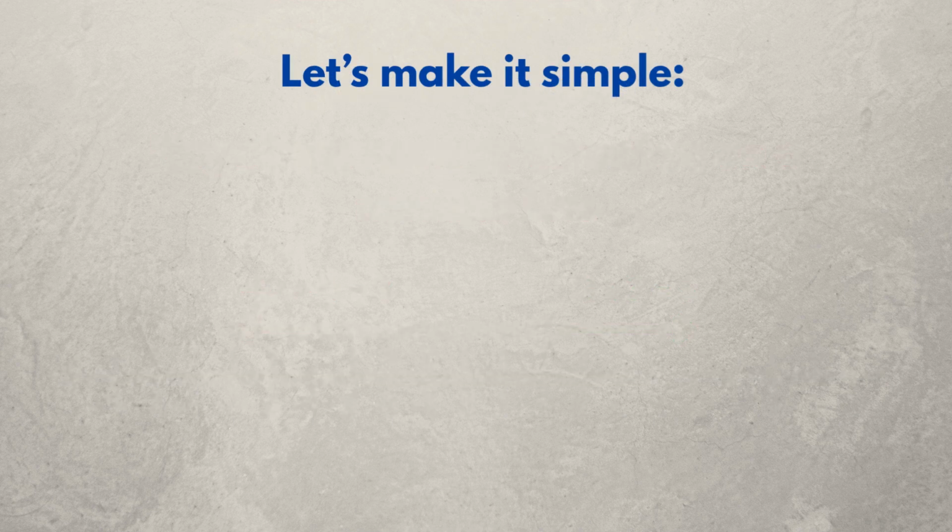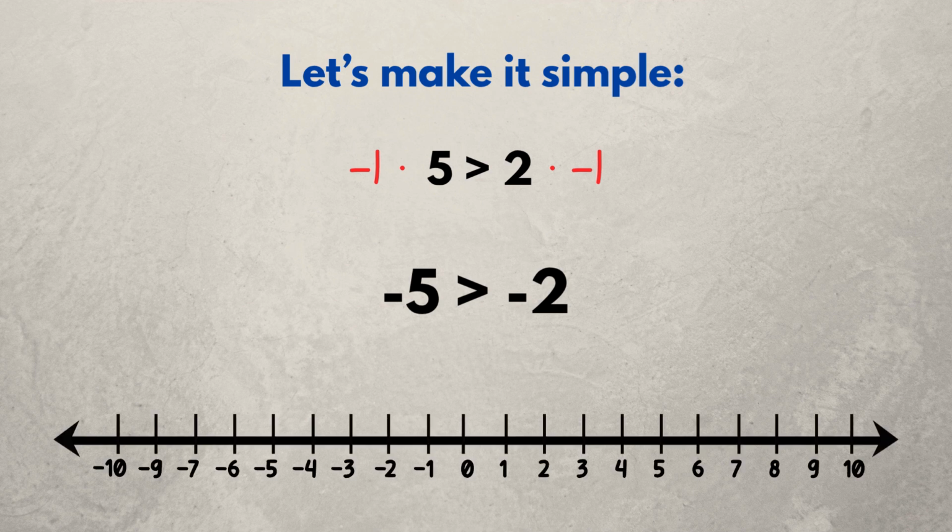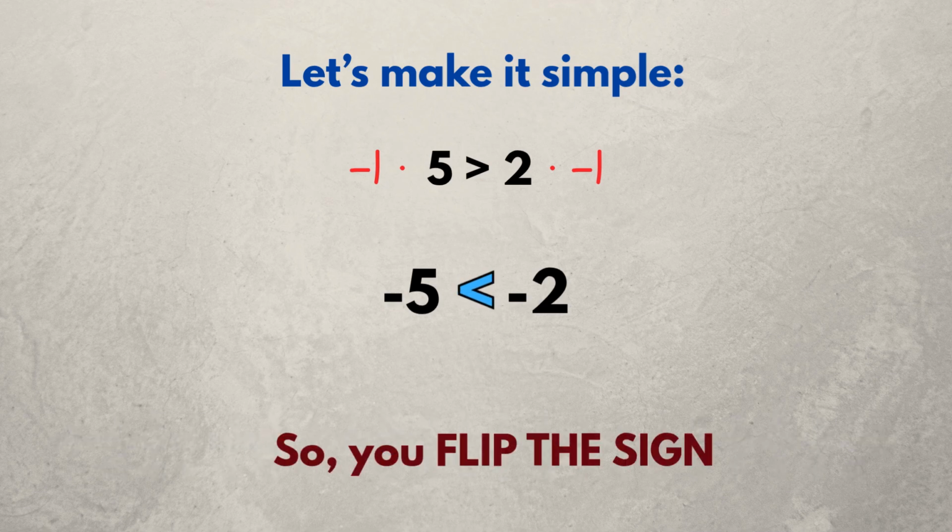Think about it with two simple numbers. 5 > 2. That's obviously true. But what happens if you multiply both numbers by -1? You get -5 and -2. On a number line, -5 is further left, which means -5 is actually less than -2. The relationship flipped, so the symbol has to flip too.